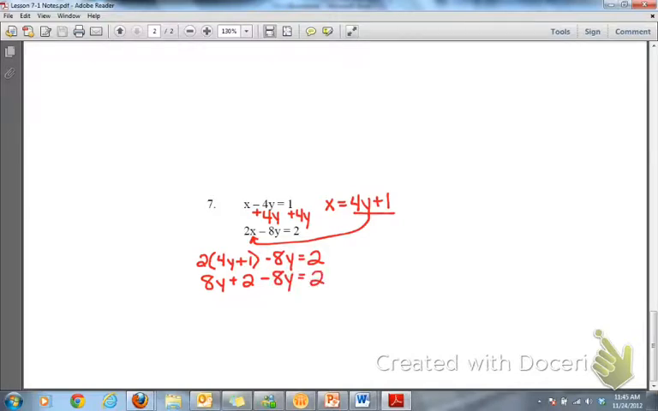Well, this is another interesting one. 8y minus 8y is 0. Those will cancel. So you are left with 2 equals 2. So this is like, I think example 3 was, where we have the same number on both sides. That's a true statement. So that means that there are infinitely many solutions.